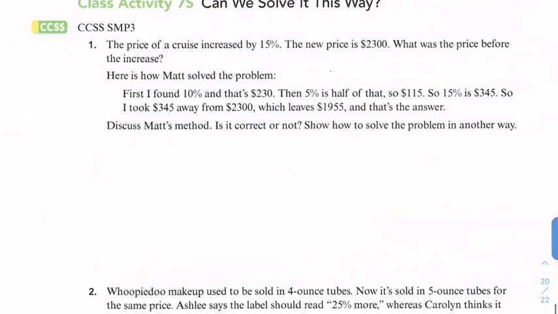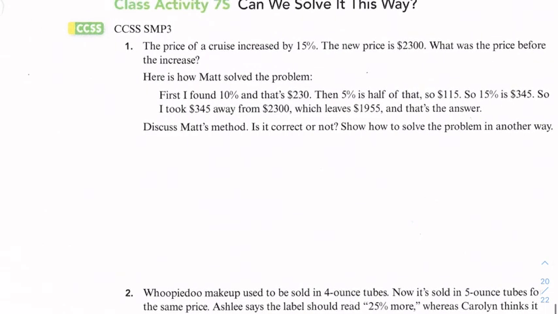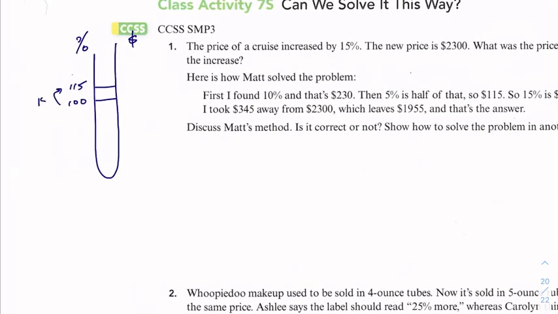So now let's look at some student analysis. The price of a cruise increased by 15%. The new price is $2,300. What was the price before the increase? So first of all, let's make sense of the situation for ourselves. The price and percent. The price of a cruise increased by 15%. So it used to be 100. Now it's 115. It went up by 15%. The new price is $2,300. And the question is, what was the old price?